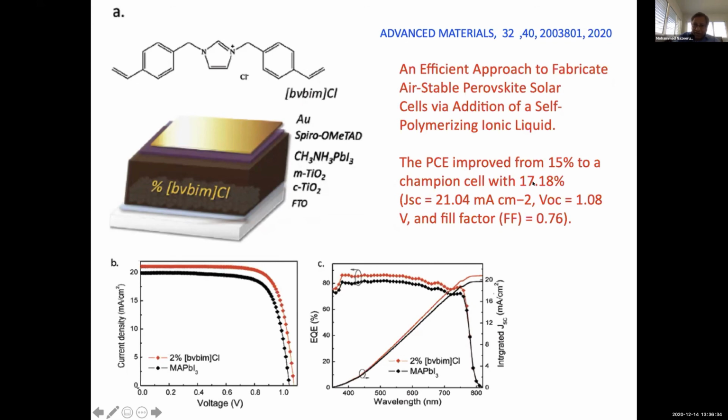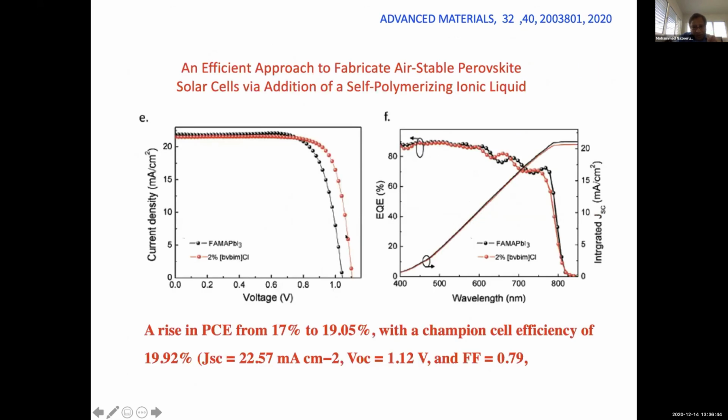So here, again, we show you the initial efficiency of 15%. By using this ionic liquid, you can increase it to 17% using a very unstable composition, the methylammonium iodide perovskite. And using another perovskite composition, that's formamidinium and methylammonium, this is a very interesting stable composition, and this is the reference sample. The moment we use 2% of ionic liquid, we increase the power conversion efficiency from 19 to 19.20%.